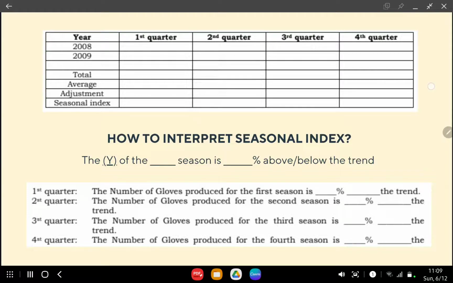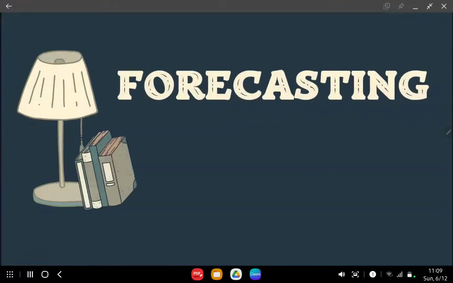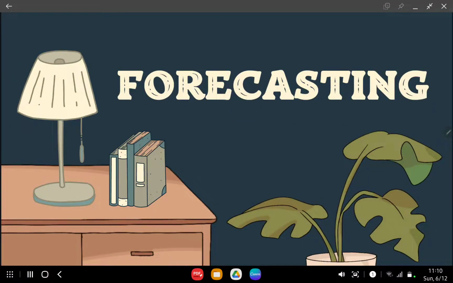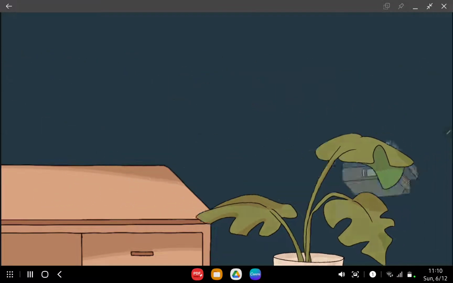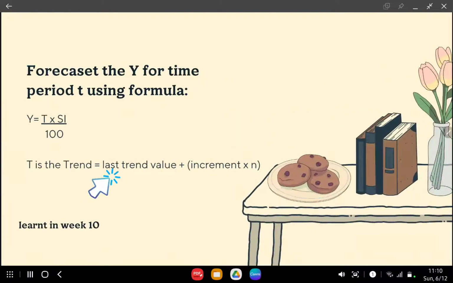Okay, next we move on to the next subtopic in this chapter, which is the forecasting. So we want to forecast the y. Y is the sale for the time period T using this formula. Y equals T multiply with SI. T is the trend, S is the seasonal index, divide by 100.